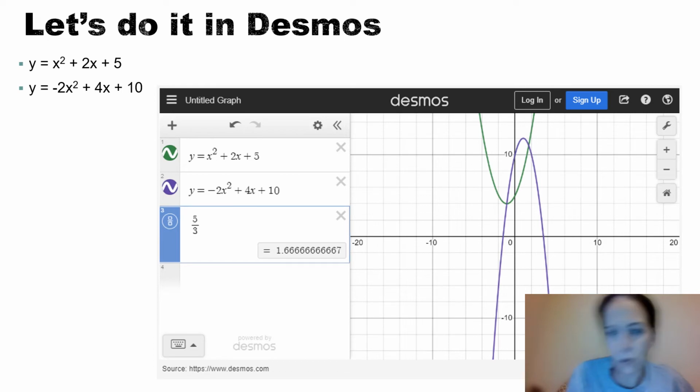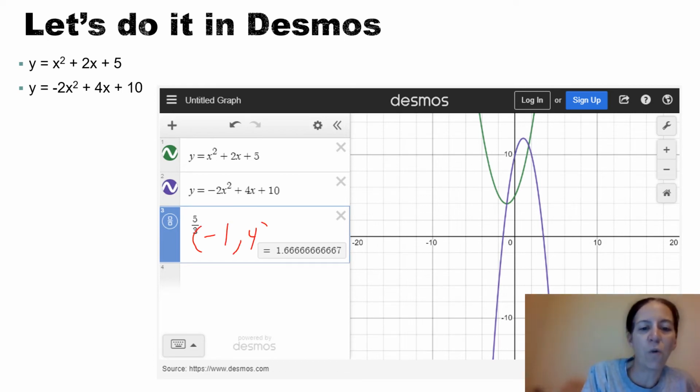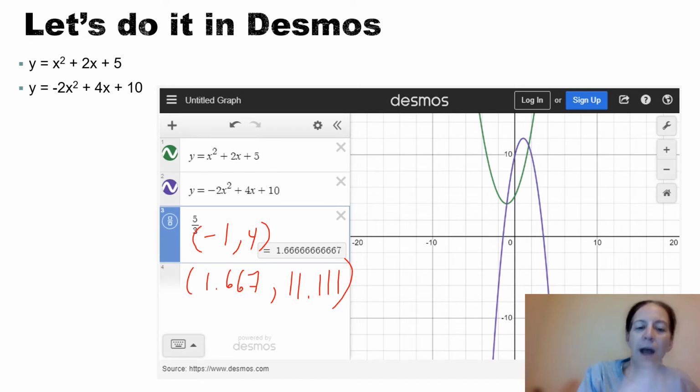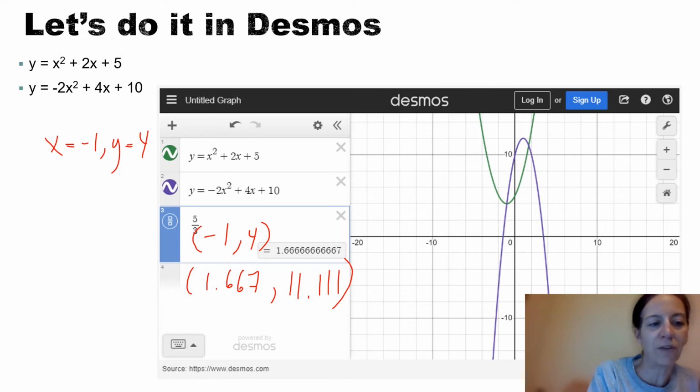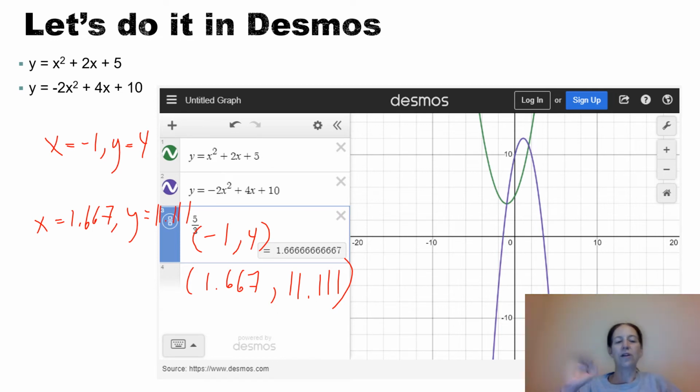One of them is awful, but we have -1, 4, and we have 1.667 and 11.111. Now, a couple of things. When you see them listed, like I mentioned earlier, you could see x equals, y equals. Because there's more than one, you have to make sure that you're pairing it together the right way. So if you were to list them, you would have to say something like x equals -1, comma, y equals 4, and then you would have to list the other one separately. Okay, x equals 1.667, y equals 11.111. You couldn't do x equals 1.667, y equals someplace else. You have to have them paired together, as a pair, because they come in a pair.